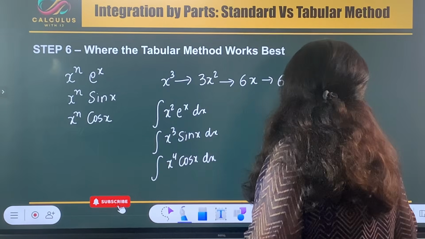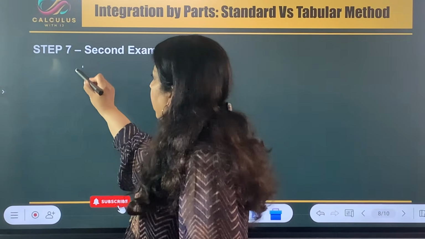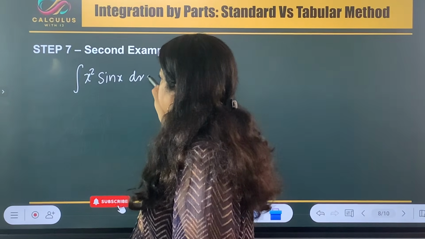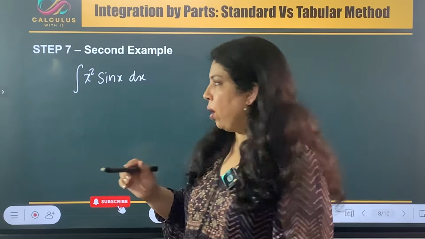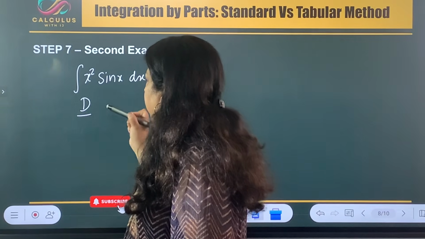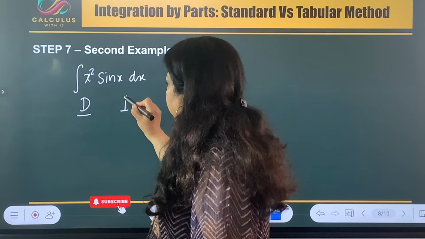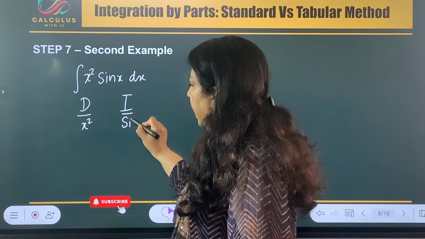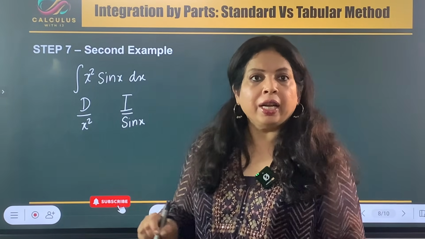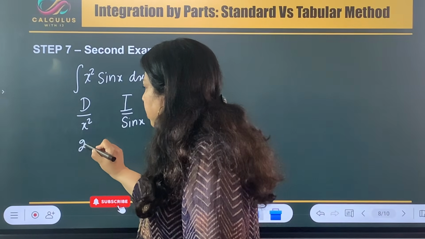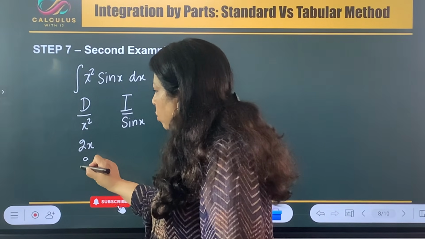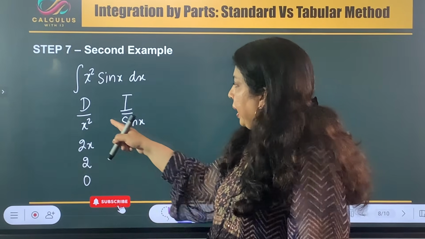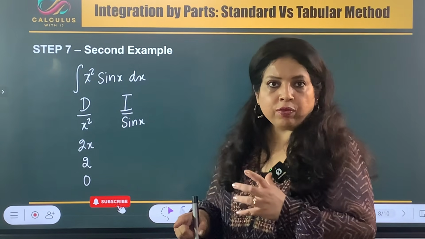Now let's look at another example. Integral of x square sin x dx. So let's create two columns. One is the derivatives column and one is the integrals column. X square is the original function. Here sin x is the original function. The derivative of x square is 2x. The derivative of 2x is 2 and the derivative of 2 is 0. So we stop here.